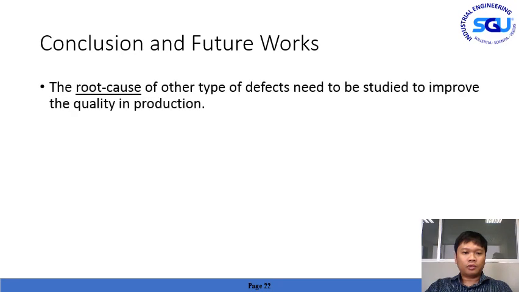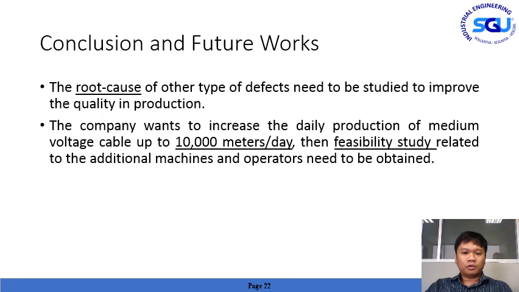For our future work, we can perform root cause analysis for other types of defects, so we can improve the quality in production. Also, we can do a feasibility study related to additional machines or operators that need to be obtained, since the company wants to increase the production of medium voltage cable up to 10,000 meters per day.